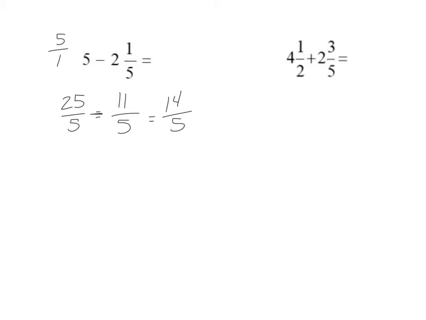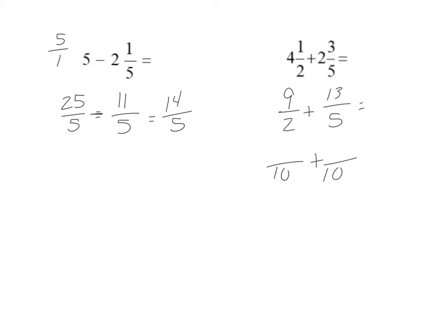The next one, we've got 4 1/2. So 2 times 4 is 8, 1 more is 9, so 9 over 2. I've got 5 times 2 is 10, plus 3 more is 13 over 5. I have to take a minute and find a common denominator, and the common denominator for 2 and 5 is going to be 10.